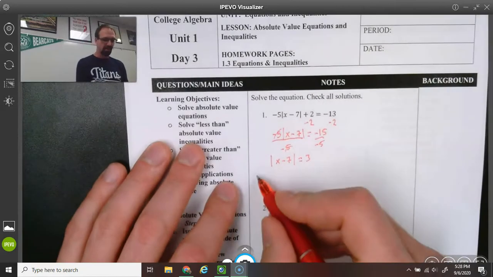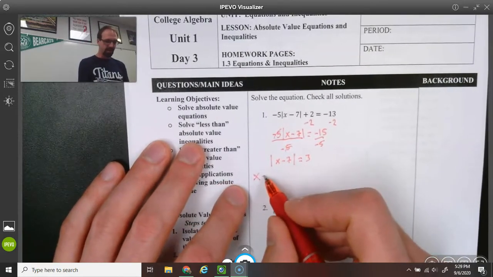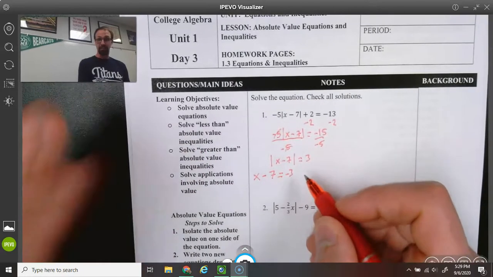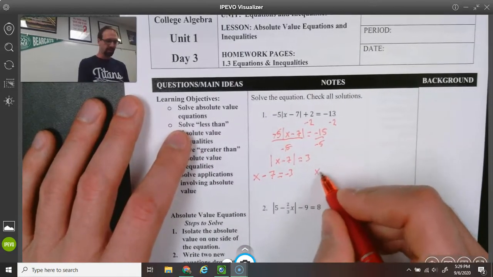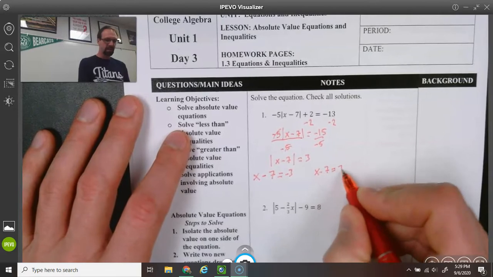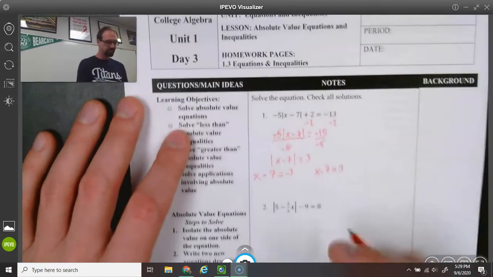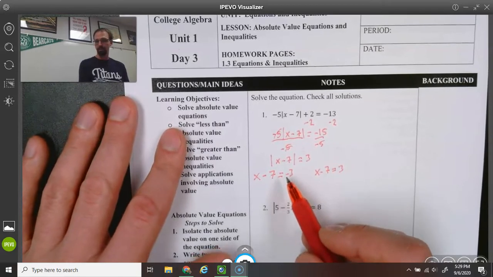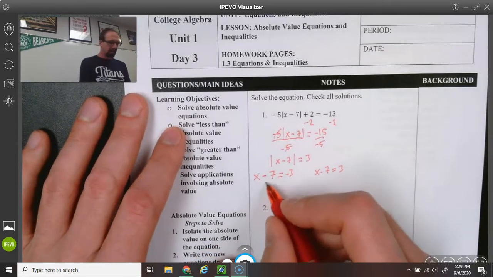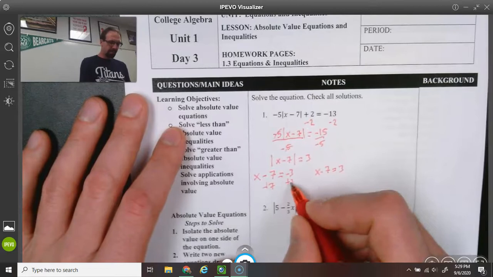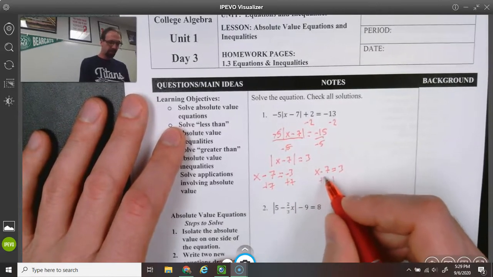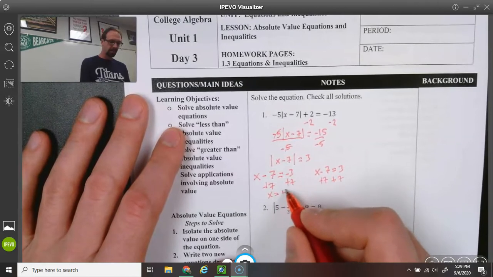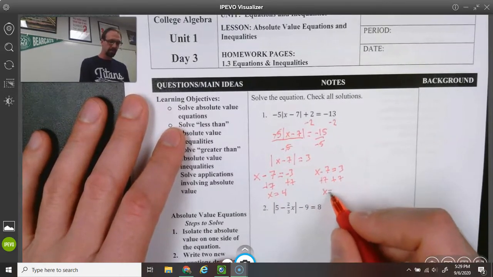Again, we're talking about this being distance in terms of direction. So this is the negative 3 direction, and then this is the positive 3 direction. Positive 3, we don't change the sign. If this was an inequality, this is also where we would flip the inequality. We'll see that here in a bit. So I add 7 to both sides. Also add 7 to both sides here. So I get x equals, in this case, 4. And then x equals 10.